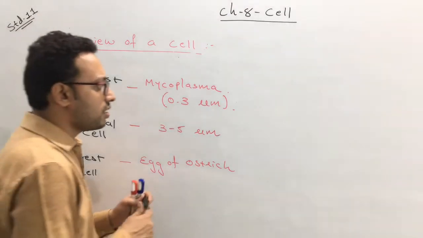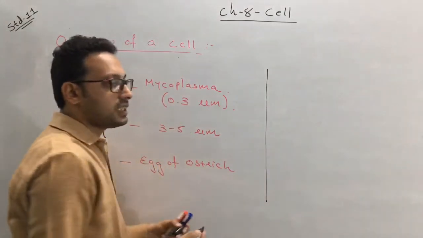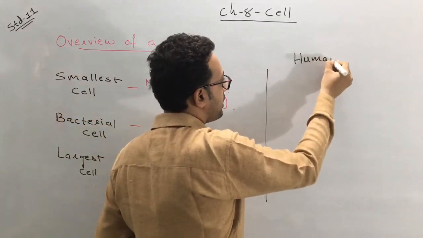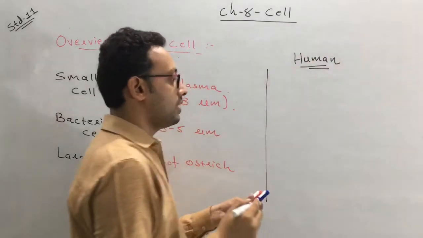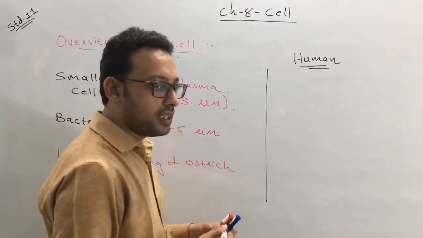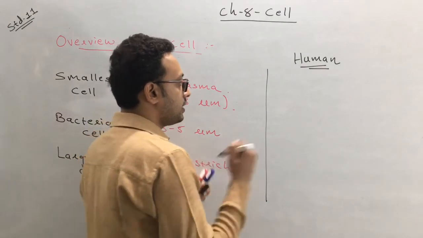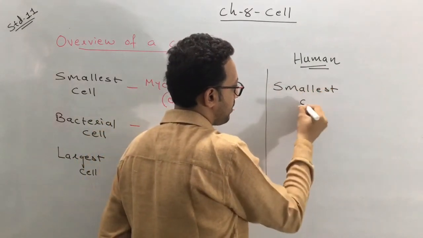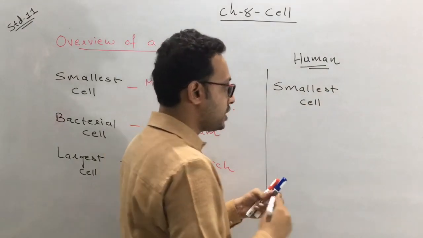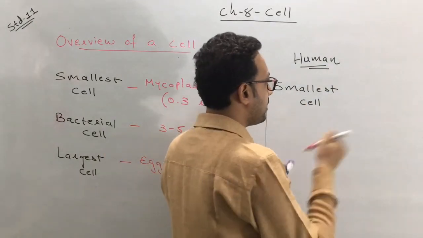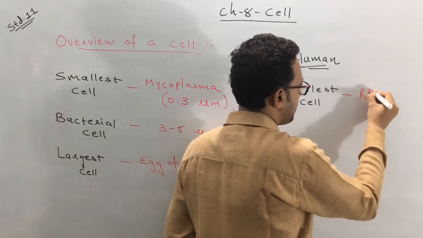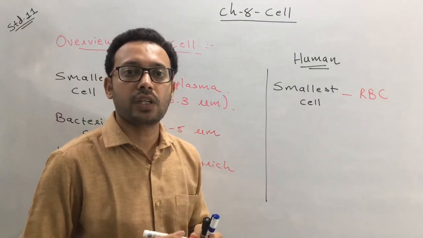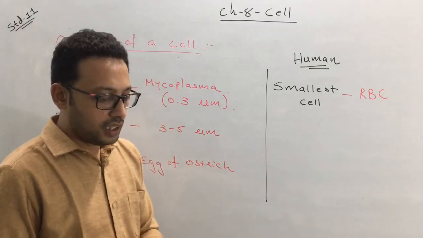But we have a question: which is the smallest and largest cell in human? In a human, which is the smallest and largest cell that exists? So here, the smallest cell which is present in the human being is the RBC, meaning red blood cell. This is the smallest cell which exists in the human being.